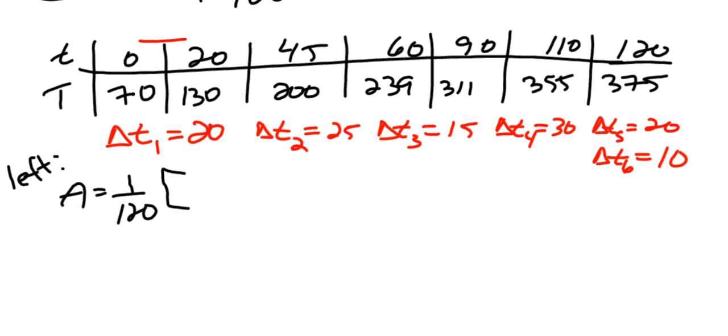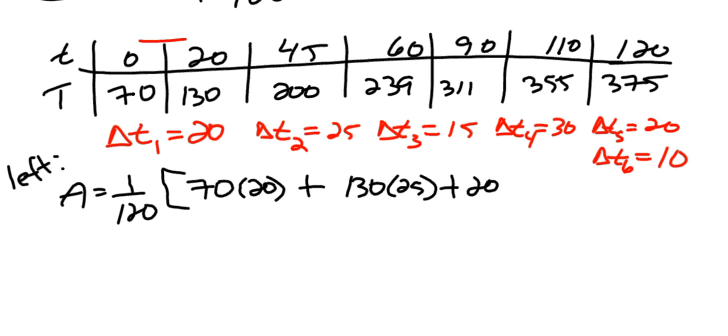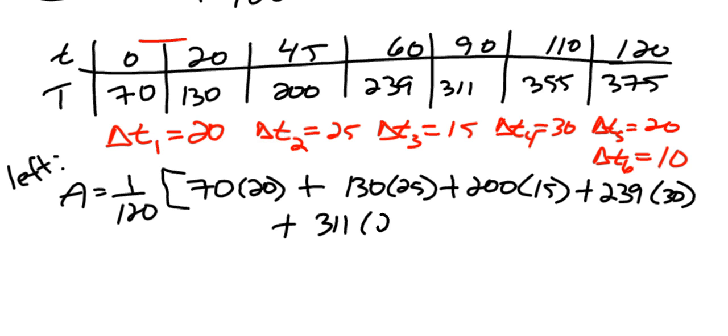I'm going to be starting from my left values of my chart. I have a height of 70 but a width of 20, plus a height of 30 times a width of 25, a height of 200 times a width of 15, a height of 229 times a width of 30, plus a height of 311 times a width of 20, plus a height of 355 times a width of 10.